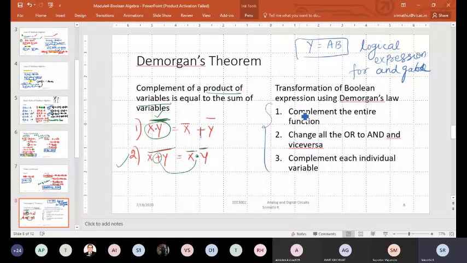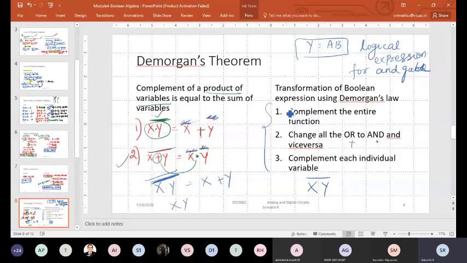The first step is to complement the entire function and change all the OR variables. OR means the plus symbol; you make it a product variable, that is a dot, and vice versa. Using the two rules, dot is converted into plus and plus is converted into dot. Then complement each individual variable.